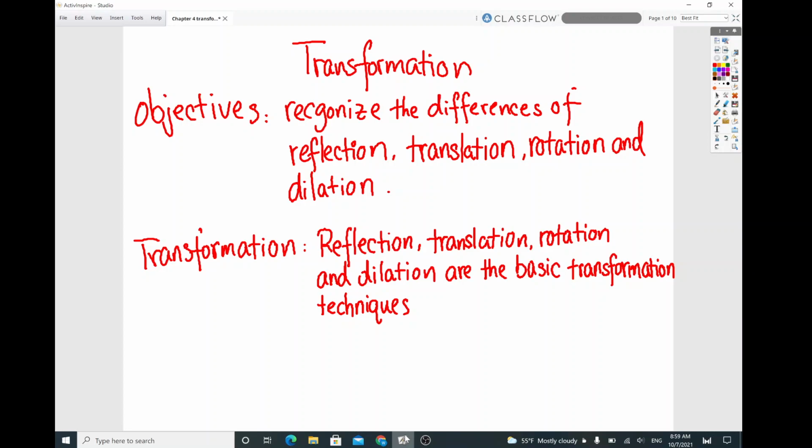Okay. Any time I'm talking about rigid motion, that means we don't change the shape, the area, or the dimension of the figure. So we don't change the perimeter, we don't change the area. It's going to guarantee that it's the exact same figure, the exact same shape. But dilation is either making the figure smaller or bigger. Okay, so we'll take a look at that. Reflection, translation, rotation, and dilation are the basic transformation techniques. Okay, so we'll get to that.